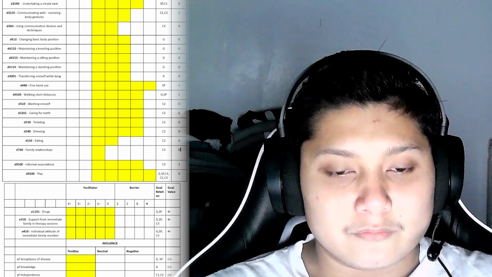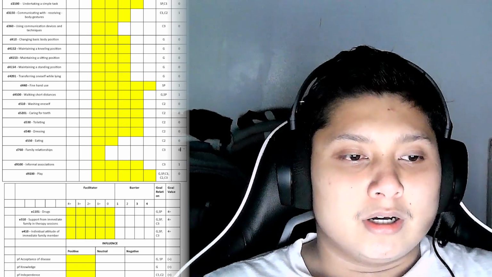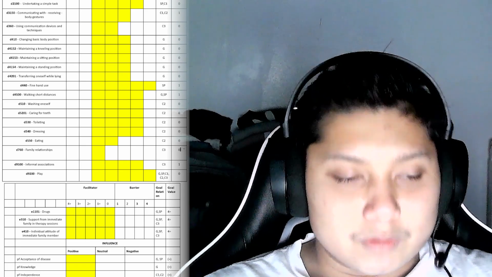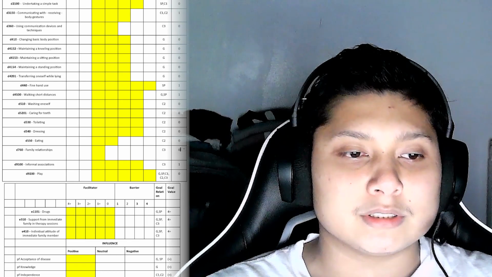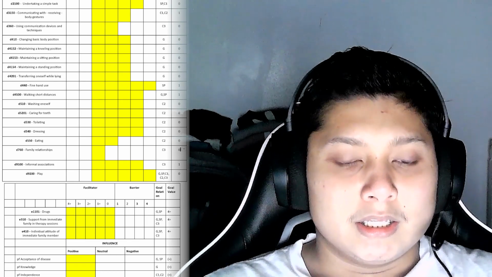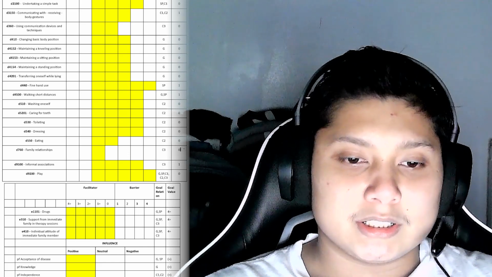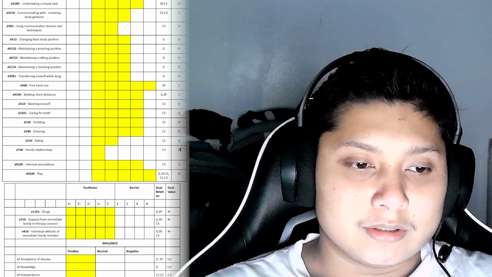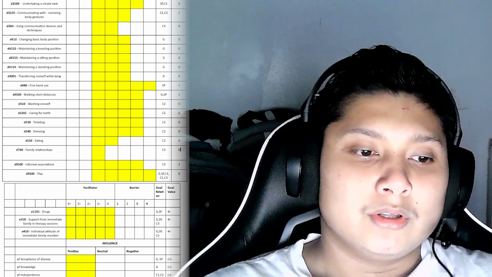D510, washing oneself, graded as 3, goal was 0. D5201, caring for teeth, graded as 3, goal was 0. D530, toileting, graded as 3, goal was 0. D540, dressing, graded as 3, goal was 0. D550, eating, graded as 1, goal was 0.